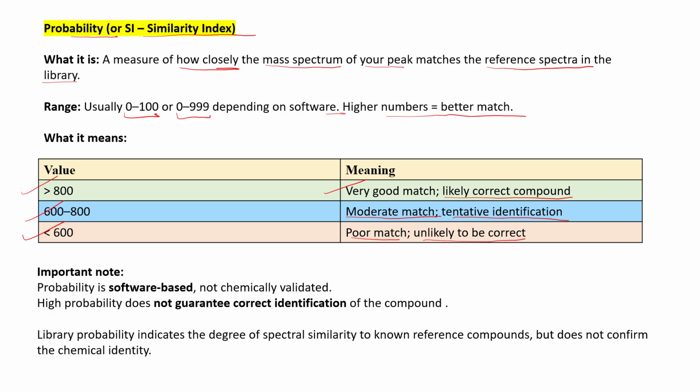Now, one thing that is very important is that probability is software based, not chemically validated. So high probability does not always guarantee correct identification, and library probability indicates the degree of spectral similarity to known reference compounds, but does not confirm the chemical identity.